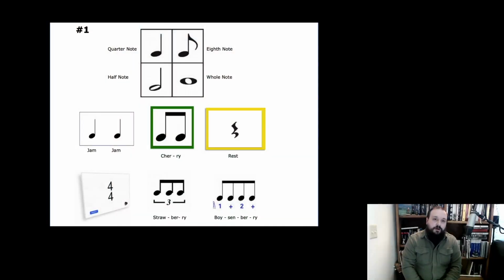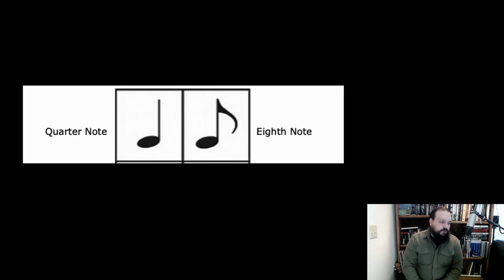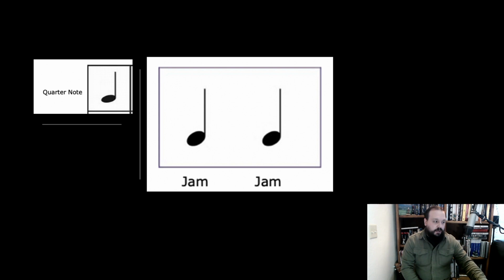So remember, here are all our symbols, okay? Let's go ahead and go through all these symbols. The first symbol, remember, we have our first two. The first one is the quarter note. Everybody say quarter note. Good. And remember, what do we call the quarter note when we're clapping? Do you remember? Maybe you can read that word on the screen. It says jam. It's jam, right?